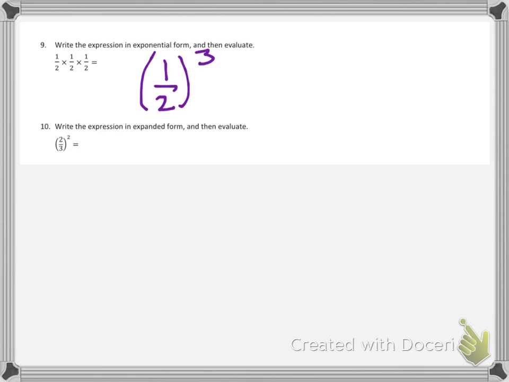Number 10, write the expression in expanded form and then evaluate. Well, let's write it in expanded form first. If we write this in expanded form, then I am going to look for the number that is repeatedly multiplied. That is 2/3. So 2/3 is the number that's repeatedly multiplied. The exponent tells me how many of those are being multiplied together. And there's 2, so I'm going to add a multiply by 2/3, and that's expanded form. Now, we need to evaluate these two. Well, when we evaluate, let's start with number 10. When we evaluate, all we're doing is finding the answer.